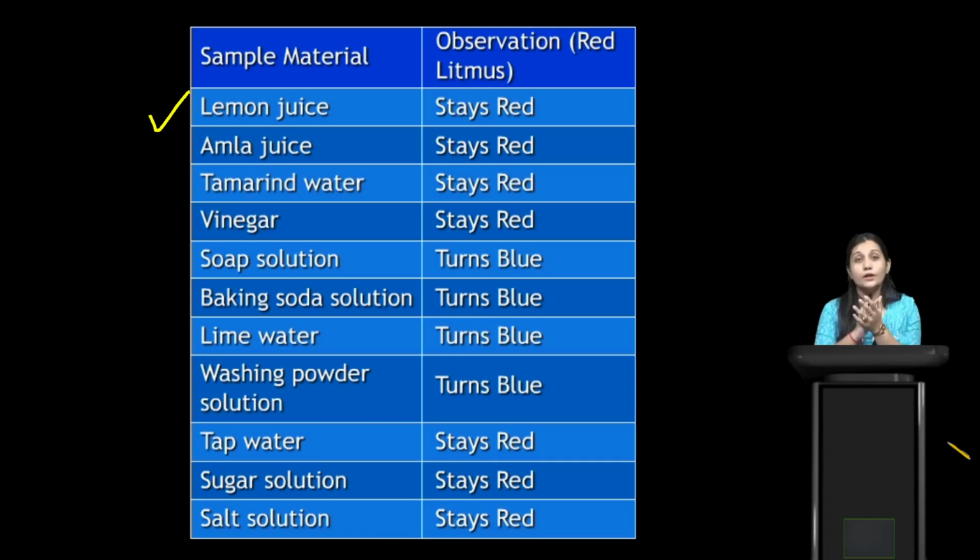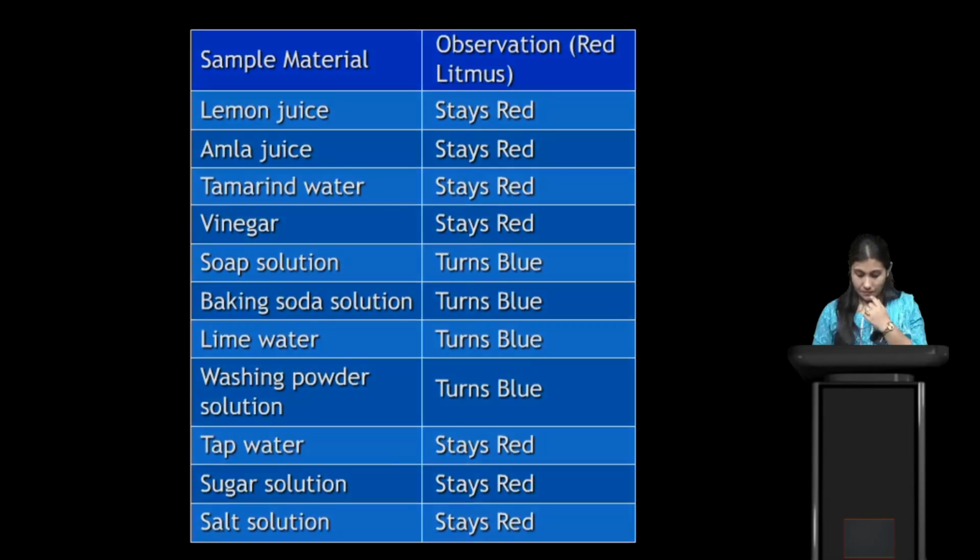Now tell me, if we use blue litmus paper in the tap water, will it change any color? No, because we already tested that if we dip the red litmus paper in the tap water, it stays red, and if we dip the blue litmus paper in the tap water, it stays blue, isn't it? Now if we dip the red litmus paper in the sugar solution, it stays red, and in the salt solution also stays red.